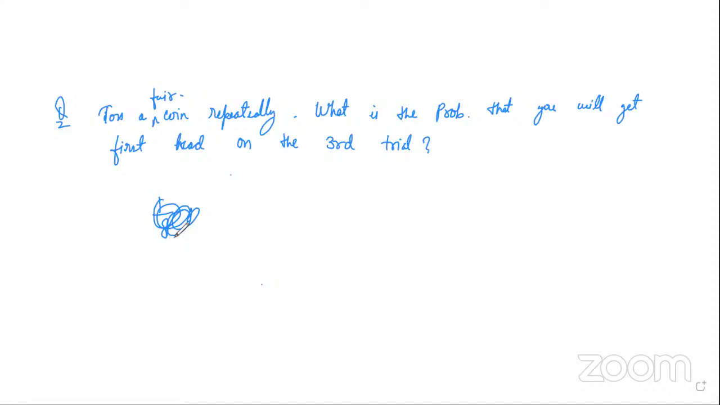Even if I don't use the geometric distribution, you just have 3 trials, right? If my first head should come on the third trial, it means that on the first 2 trials it should be tail and tail. So what is the probability of occurrence of tail? It is 1 by 2 and 1 by 2. It is just 1 upon 2 to the power 3, so 1 by 8.